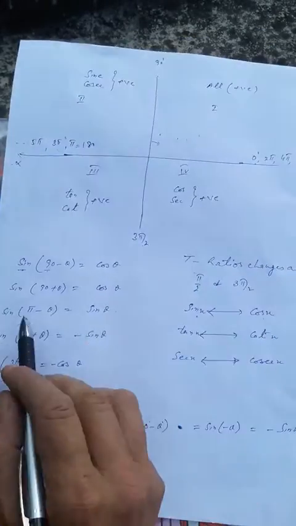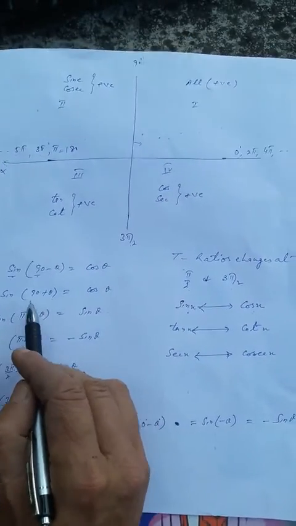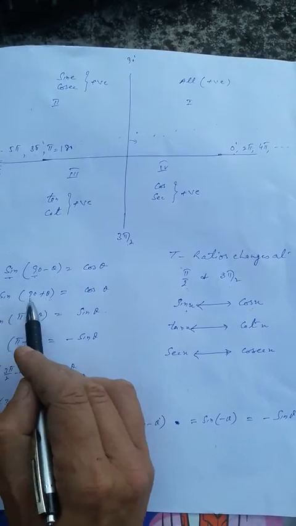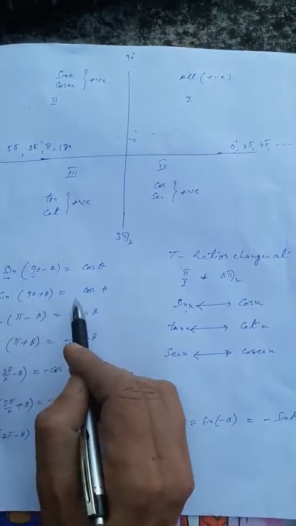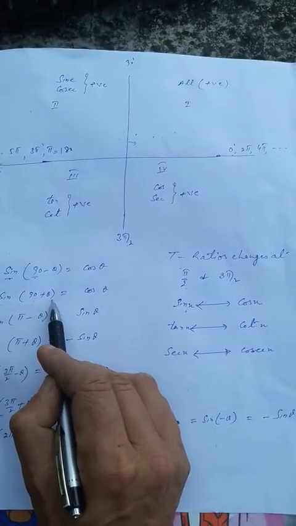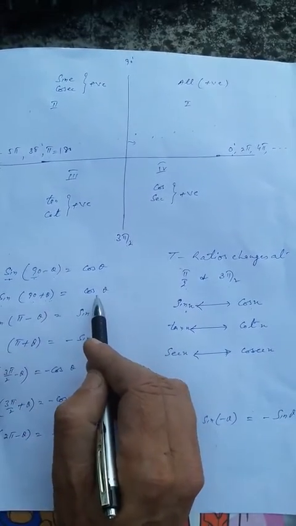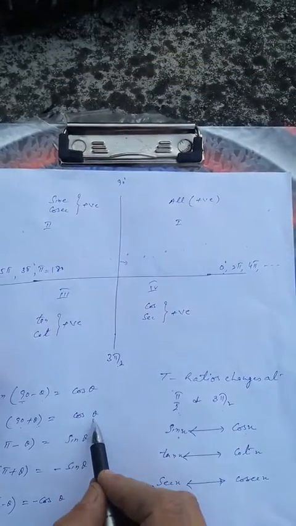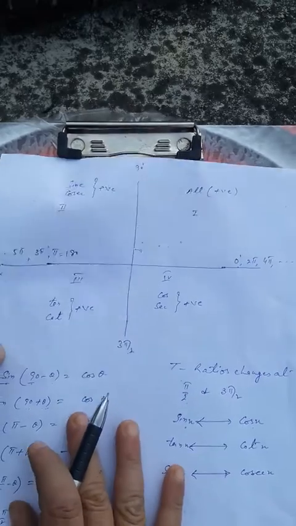Similarly, sine of 90 plus theta, that means now something is being added to 90, so sin 90 changes and becomes cos theta. And 90 plus theta is in the second quadrant, where sine is once again positive, so it is plus theta, and the answer is cos theta.